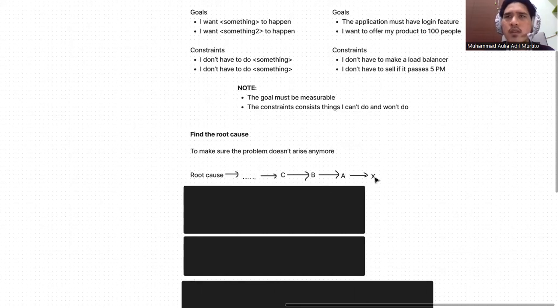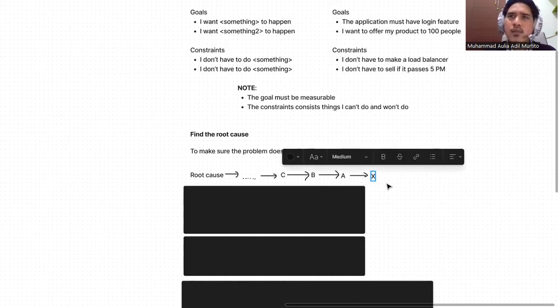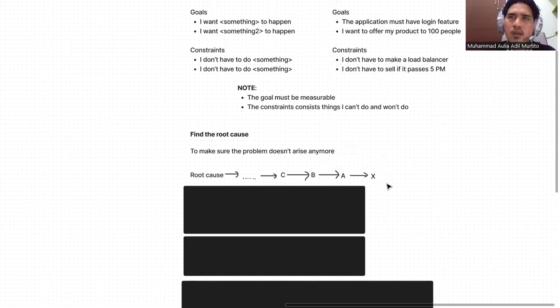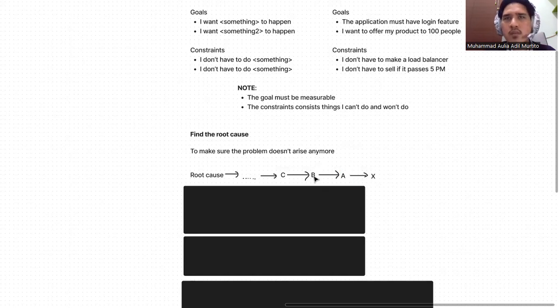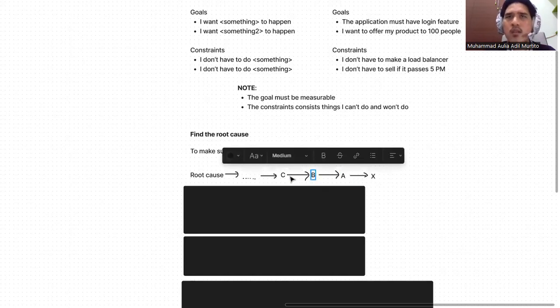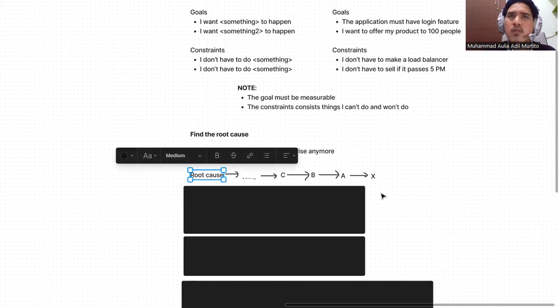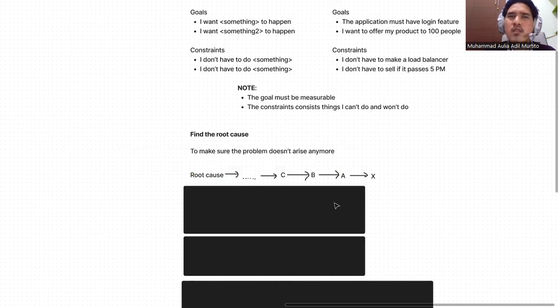So for example here, X is our problem, right? Now we ask of X, why does X happen? It turns out X happens because of A. We ask again, why does A happen? It turns out it is because of B. And we ask again, it is because of C. And so on until we find the root cause, until we think it is the root cause at least.